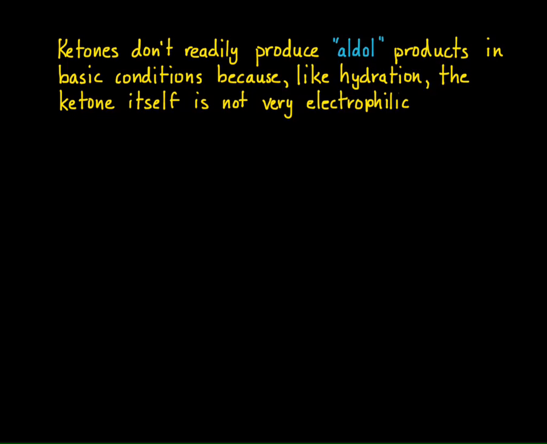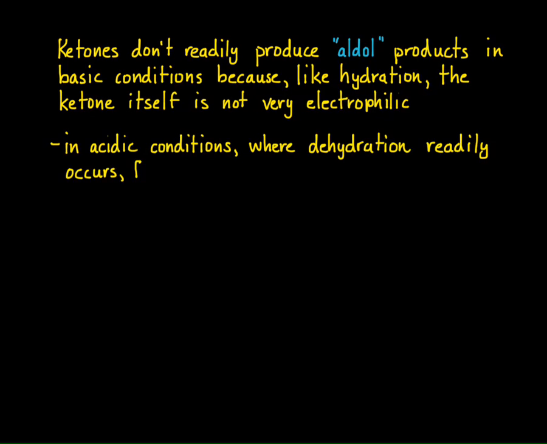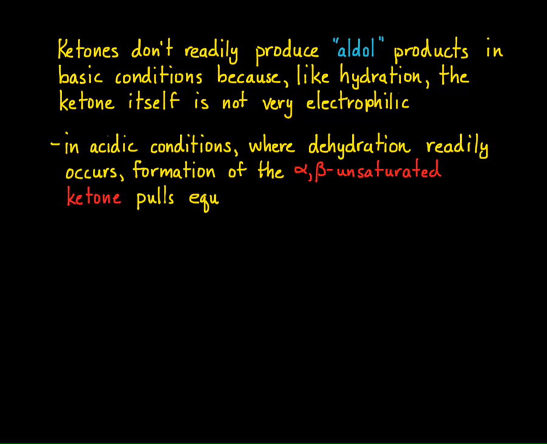So you're going to see some reactions of ketones that are similar to that of aldehydes, but just understand those reaction conditions are a lot different, a lot longer, and typically have higher temperatures. Now, in acidic conditions, where that dehydration readily occurs, you can get formation of an alpha beta unsaturated ketone because that ketone actually pulls the equilibrium to the right.